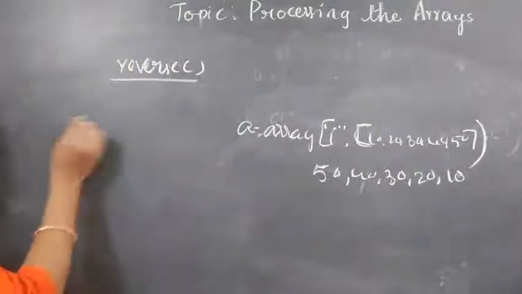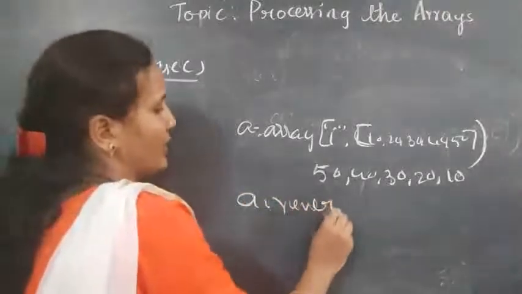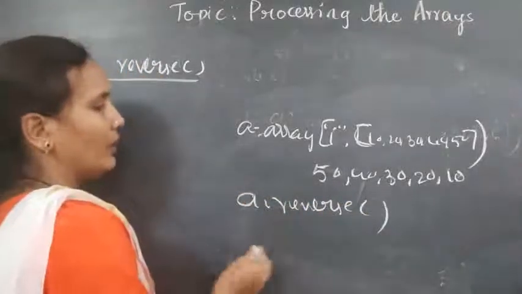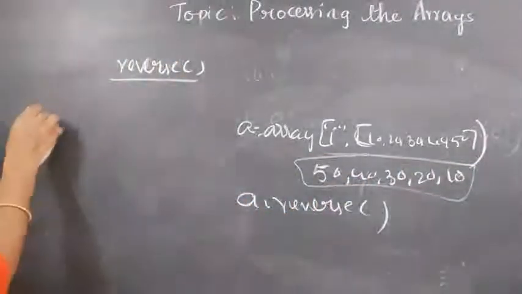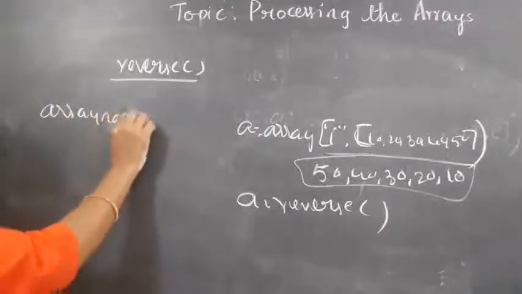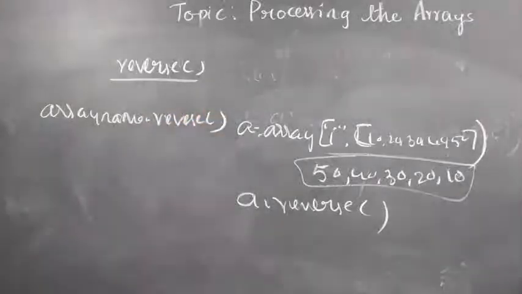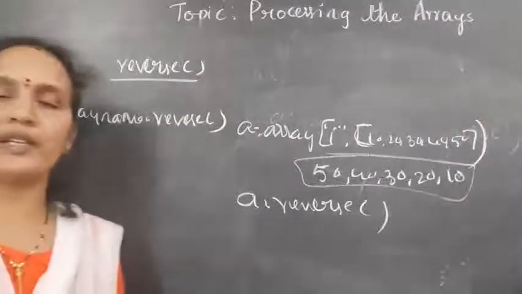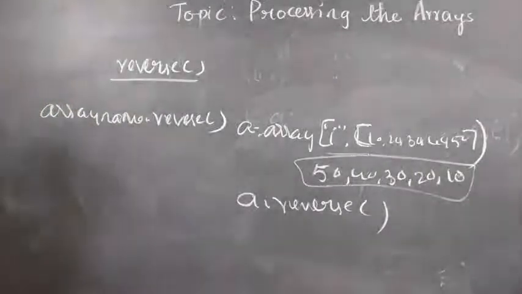Okay, so what is the name of the array? A dot reverse. And it will print the elements in this format. The syntax is array name dot reverse. So whatever elements are there, all those elements are printed in the reverse order. Okay, you write the syntax.